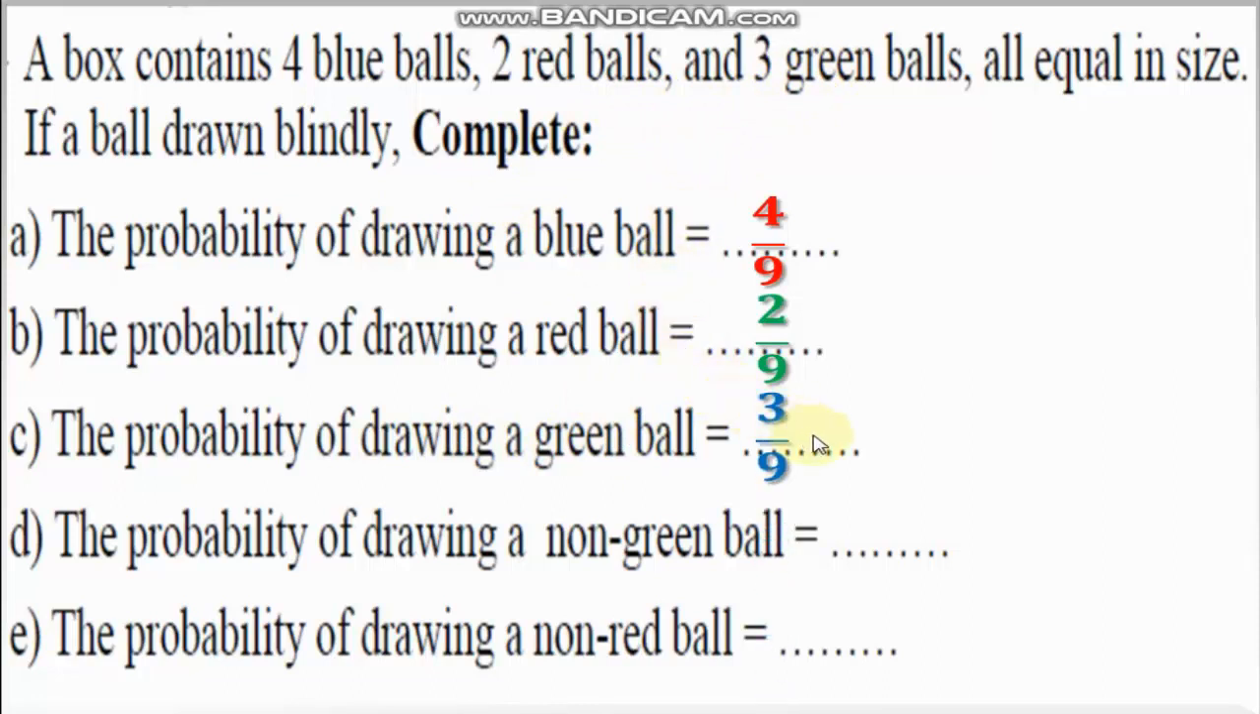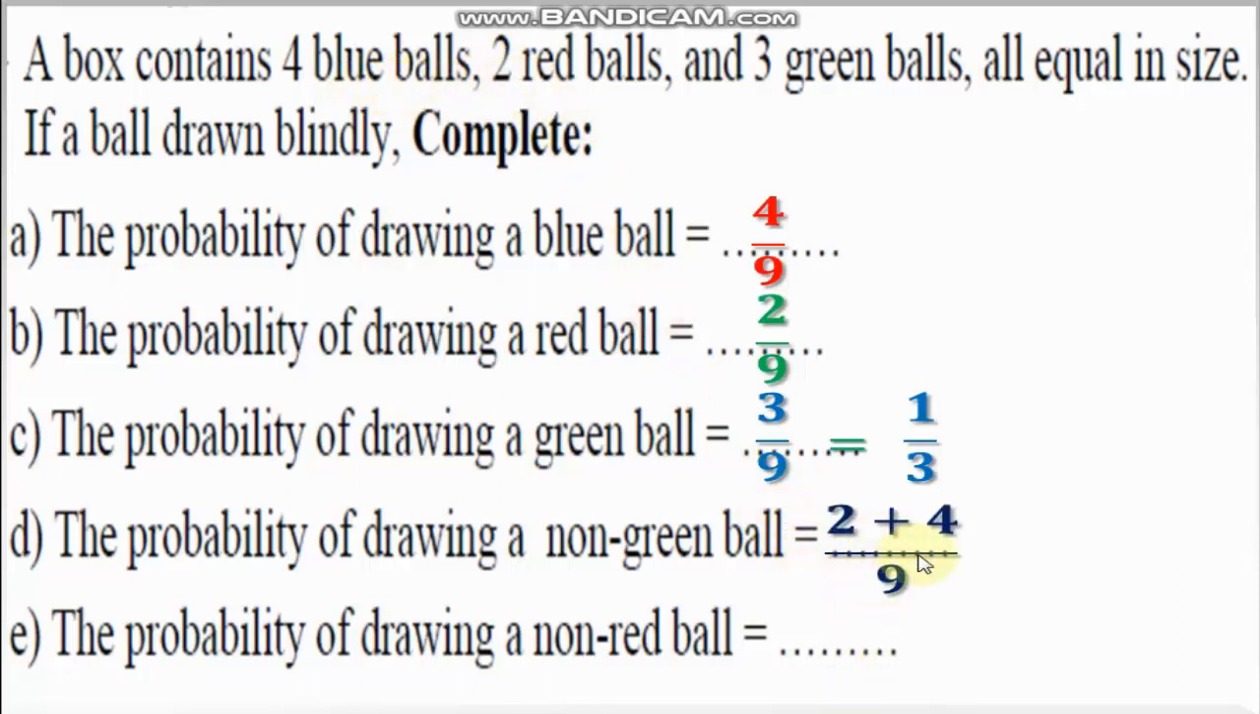put it in the simplest form by dividing numerator and denominator by 3. So it equals 3 divided by 3 equals 1, and 9 divided by 3 equals 3. Letter D. The probability of drawing a non-green ball. We will take all the balls except the green. So we'll take the blue balls and red balls. We have 4 blue balls and 2 red balls.